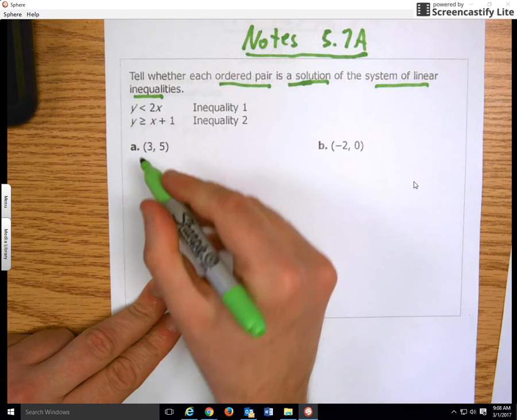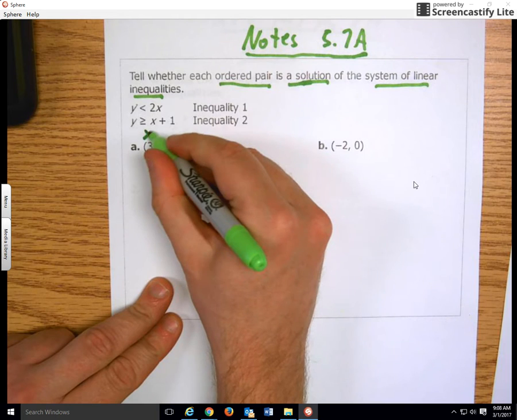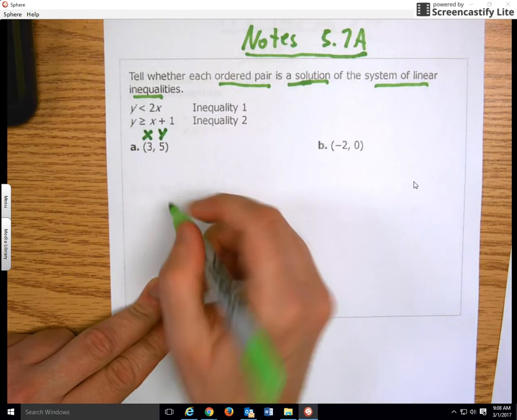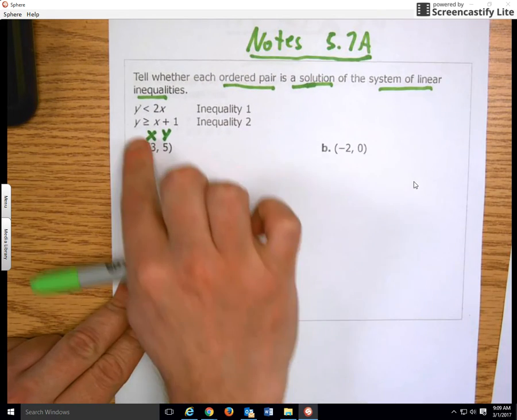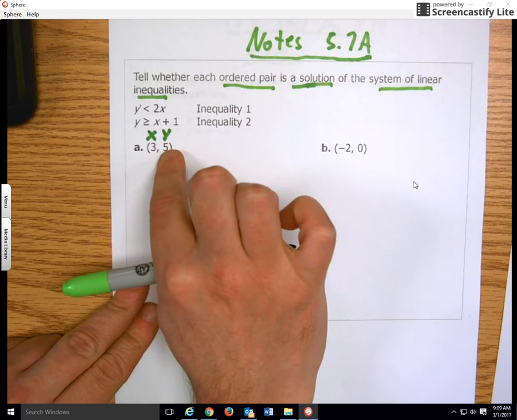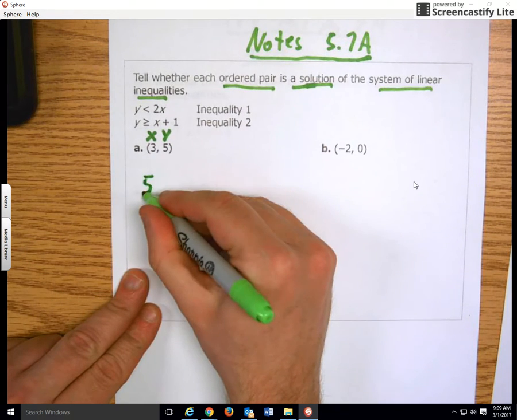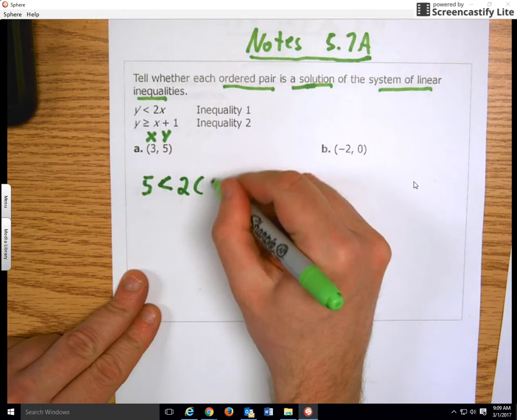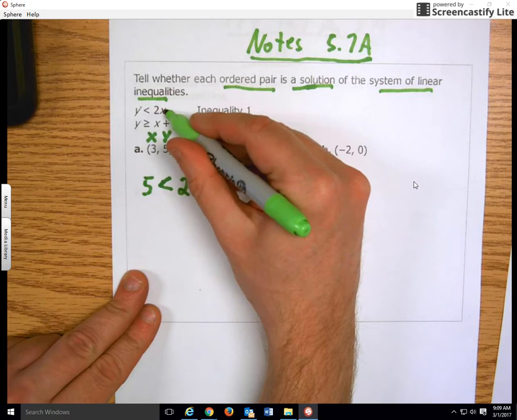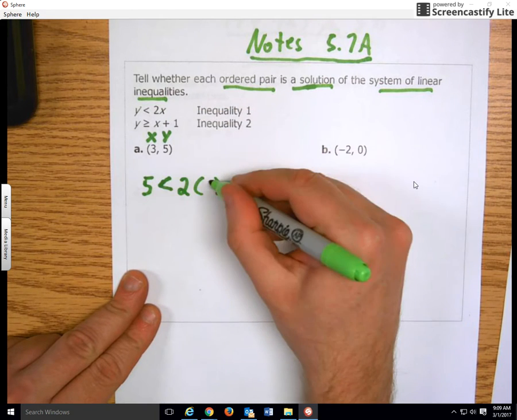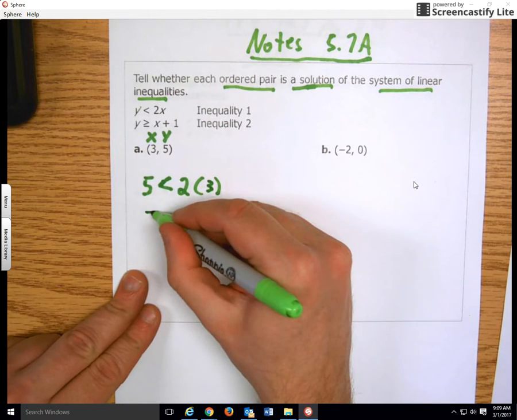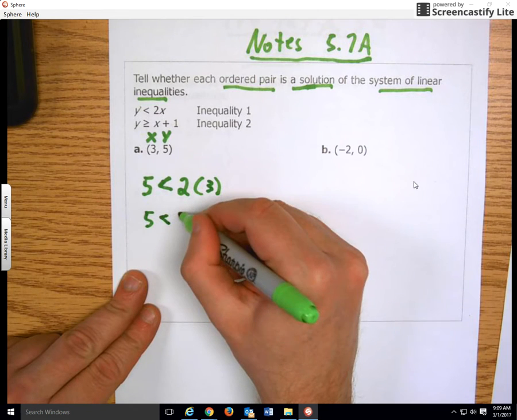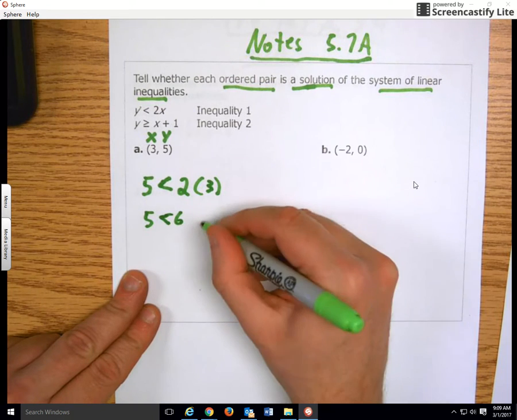Let's try it. So remember, the first one in an ordered pair is the x, the second one is the y. So let's substitute these in and see what we get. So instead of a y, I'll substitute a 5 for the y. Bring down the inequality is less than a 2, and then substitute in place of the x up here, a 3. Is that true or false? Is 5 less than 6? Oh, that is true. So far, so good.